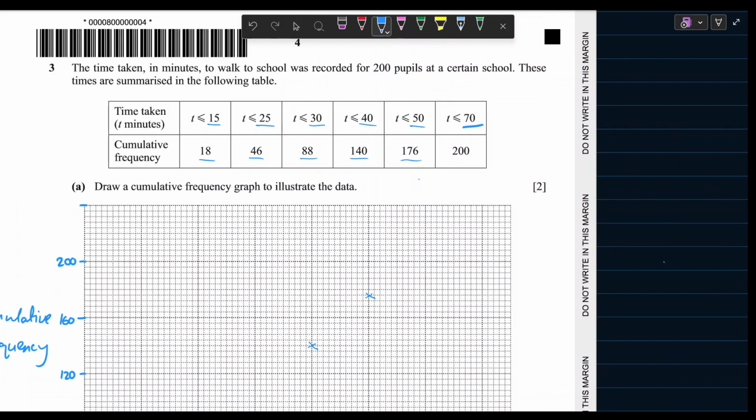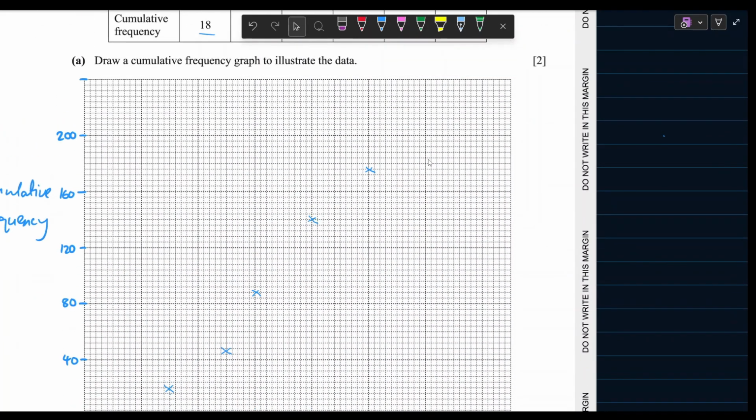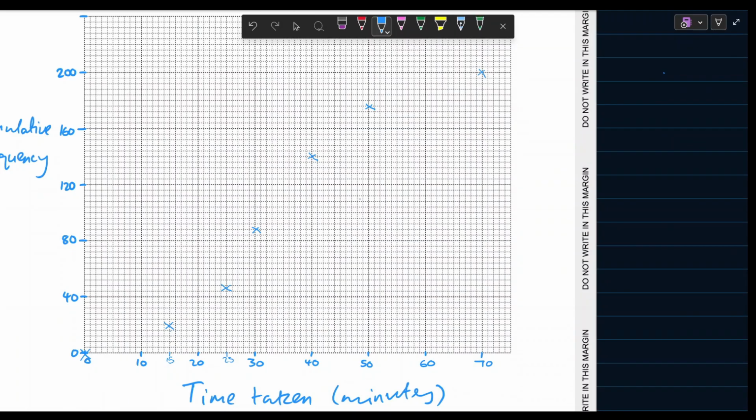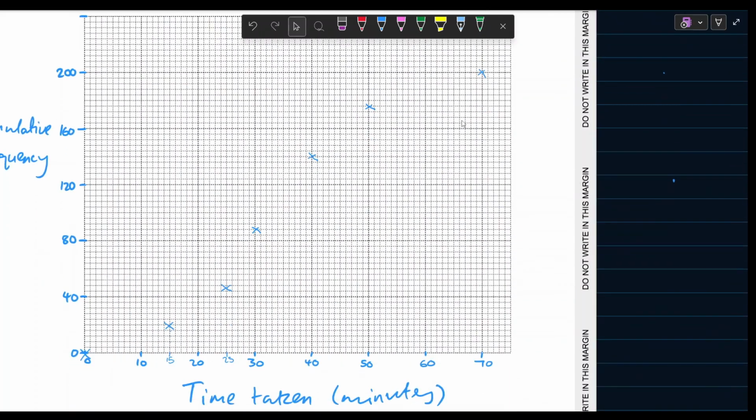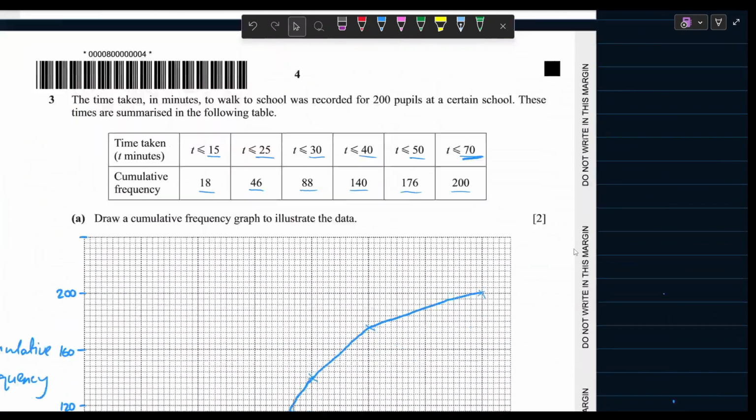And then finally, we want a time of 70 and a cumulative frequency of 200. So 70 is this line here, and 200 is right over there. Now we want to draw our cumulative frequency curve. So it's just joining those points and trying to get a nice S-shaped curve. Something like that. This will be your cumulative frequency graph.